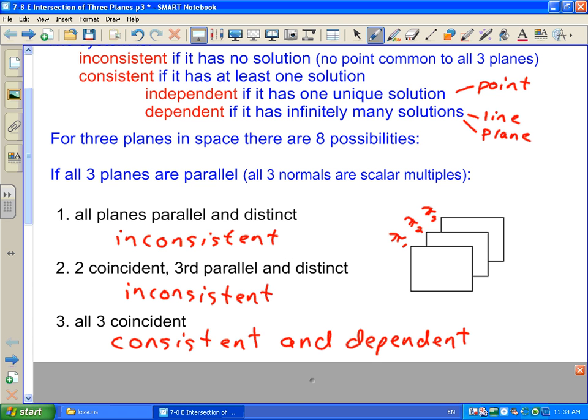And by dependent, we just mean that the exact solution that we choose depends on the value of the parameter that we pick. So we could pick a particular value of t and s on this plane to get a single solution. So these are our first three possibilities, if all of our planes are parallel.